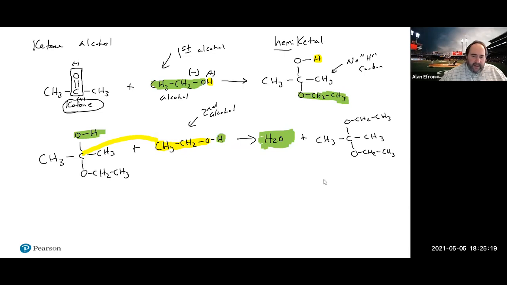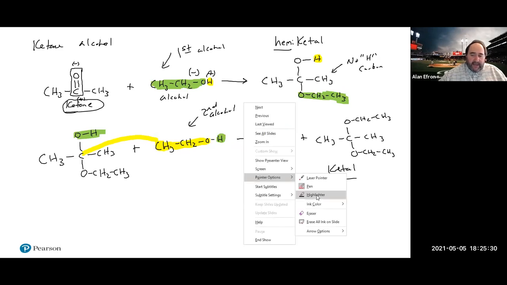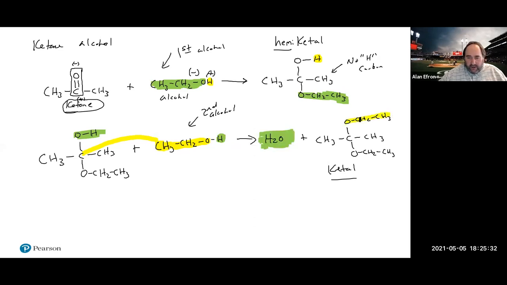And as you might imagine what the name of this guy is, it is a ketal. And what does it have that's similar to an acetal? It has two oxygen carbon groups, but no hydrogen. So same thing, no hydrogen there because it comes from a ketone.